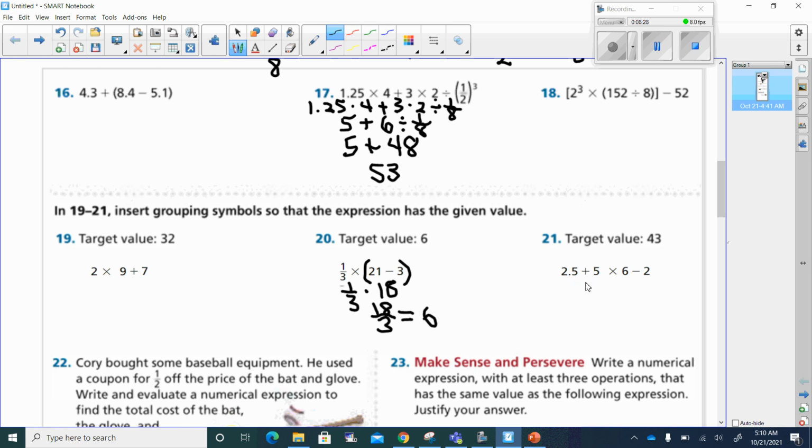All right, how can I get a target value of 43? Right now, if I take 2.5 and add it to 5, well, first I would have to multiply these two together, right? That's what PEMDAS says, and this would be 30. And if I took 2.5, I added it to 30, and minus 2, would I get 43? Let's see. This would be 32.5 minus 2, and as you can see, I'm not going to get 43. This is going to give me 30.5. So what can I do to get my target value at 43?